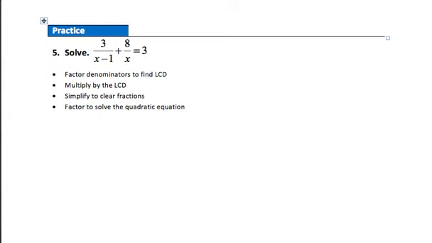All right, let's start by finding the LCD. Well, we have two fractions here, x minus 1 and x, and they don't share any common factors. Remember, we want to think of this first denominator as an entire factor. So that denominator is x minus 1, the other denominator is x, so they really don't share any common factors here. So our LCD is simply going to be x times x minus 1. And that's what we're going to want to multiply both sides of this equation by.